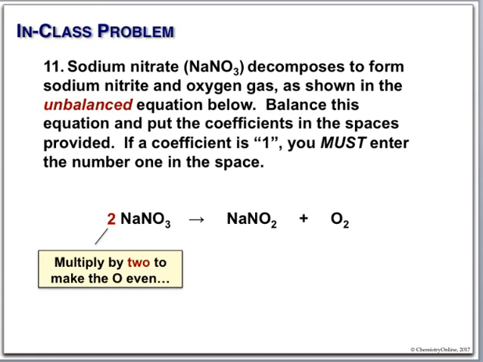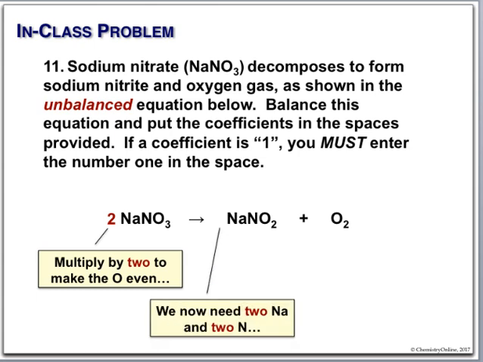Now we look and see what happens on the other side once we do that. We have 2 sodiums now, 2 nitrogens. Let's ignore the oxygen for a minute. 2 sodium, 2 nitrogens. Here we have 1 sodium, 1 nitrogen. Again, let's stick in a 2 so that the sodiums and the nitrogens work together.